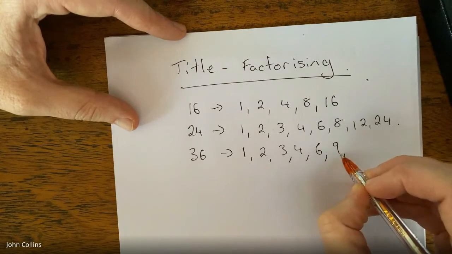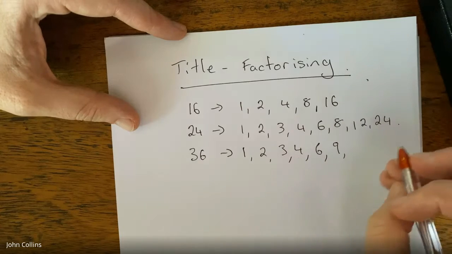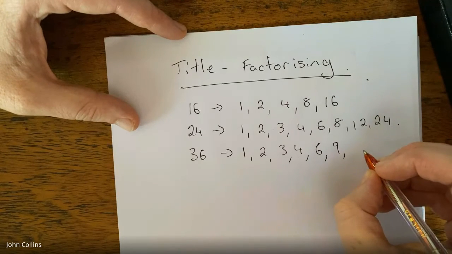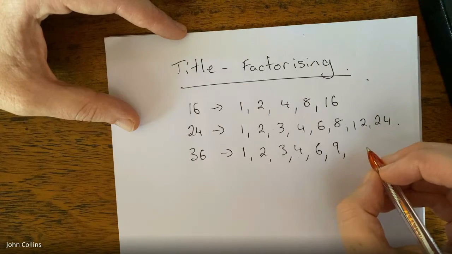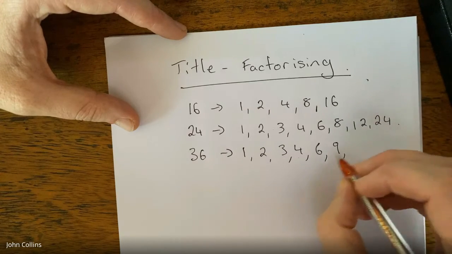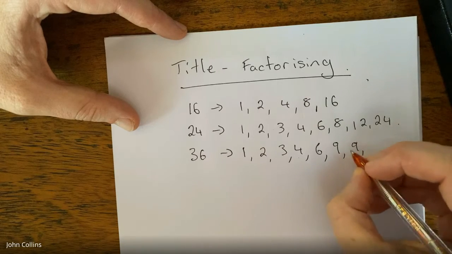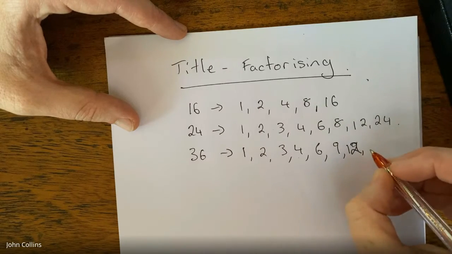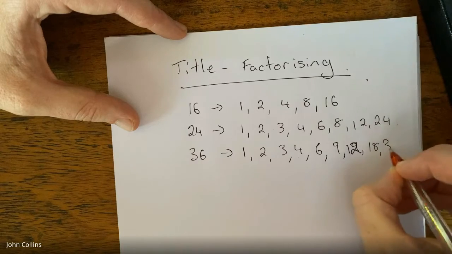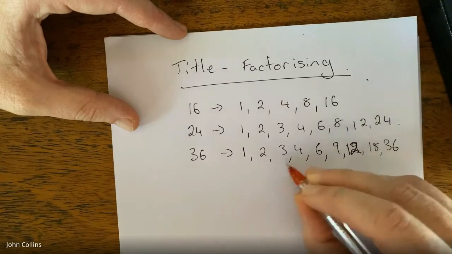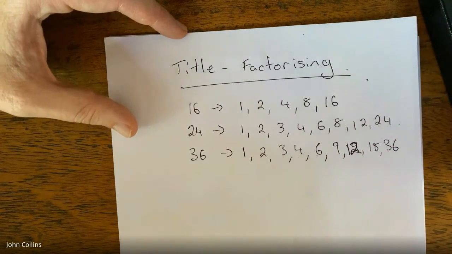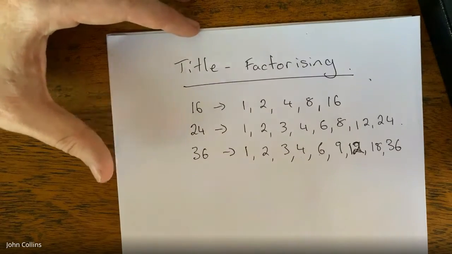And then we're looking at factor pairs. So 9 and 4. What's 4's buddy? 4 times 9. Whoa, I made a mistake. 12 is the next one, isn't it? 12, 18, and 36. So 4 times 9. 6 times 6 was the middle one. Okay, all right, so there are the factors.